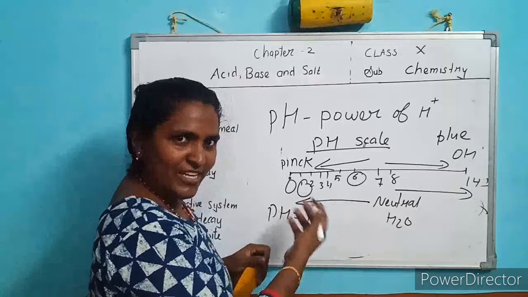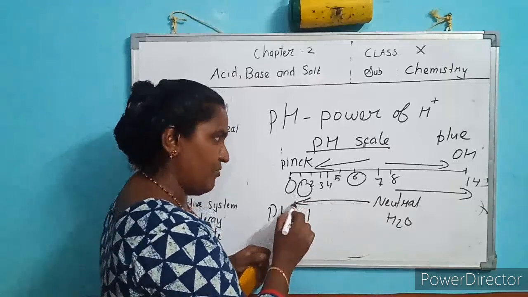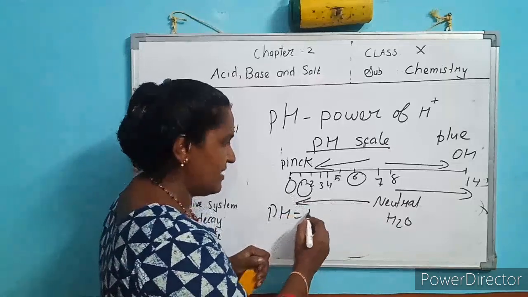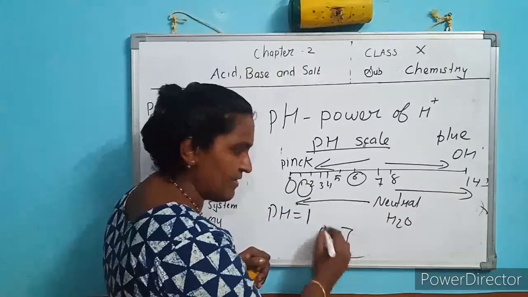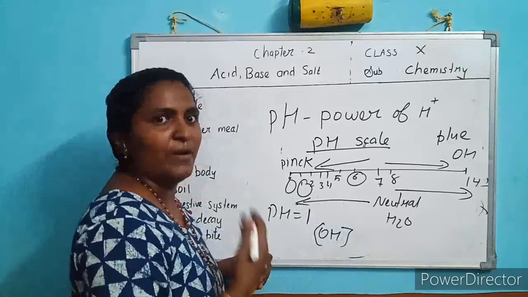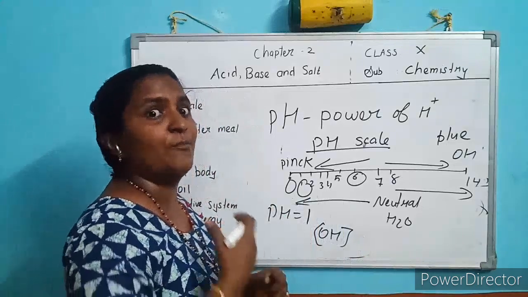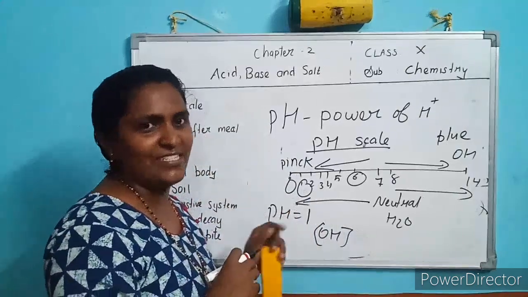Understood? The less the pH, the more acidic. But remember, if the pH is 1, is OH also present? Yes, OH ion is also present. But whose amount is more? Hydrogen ion amount is more. That's why it is acidic.